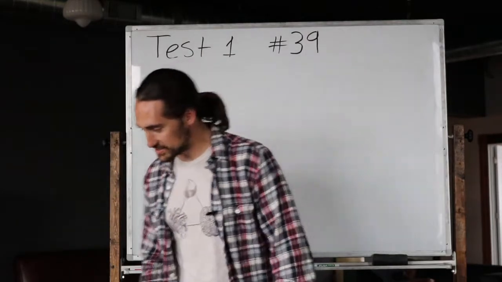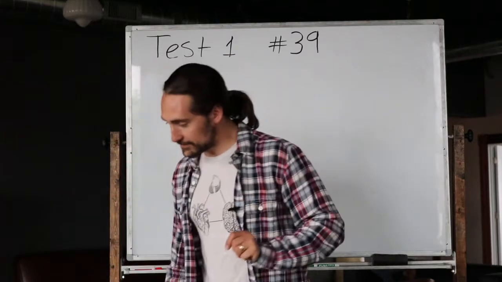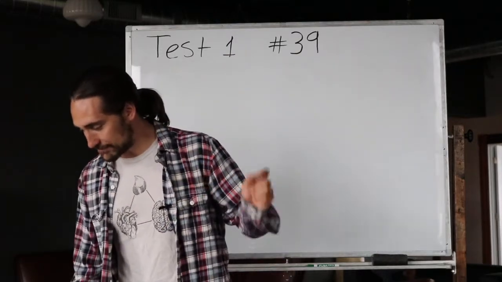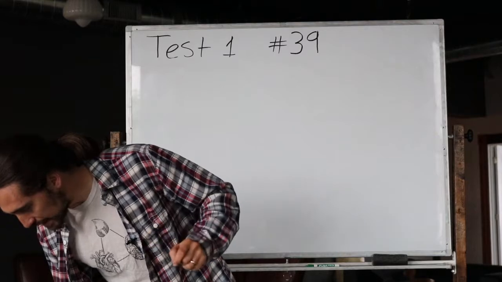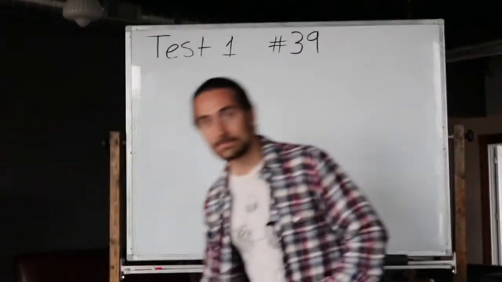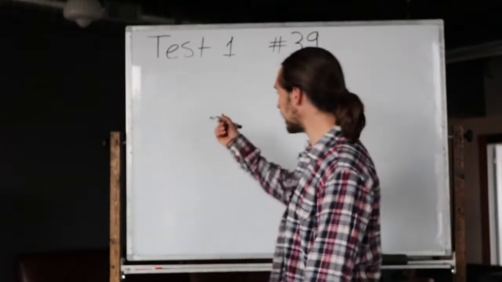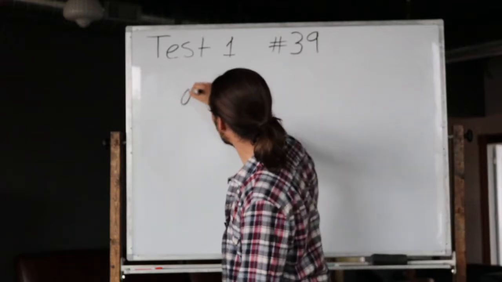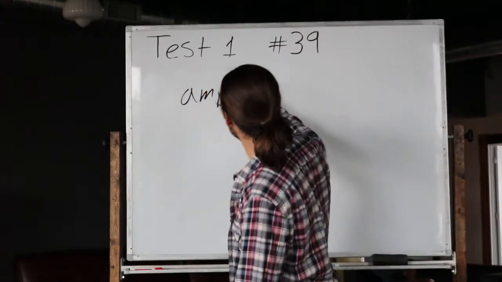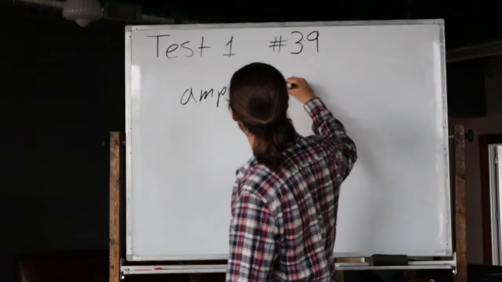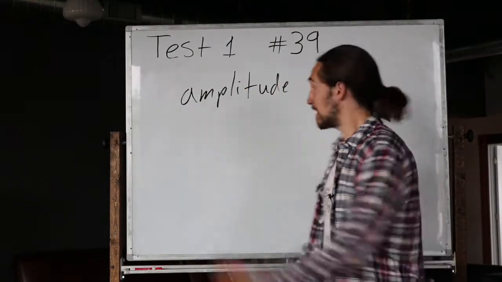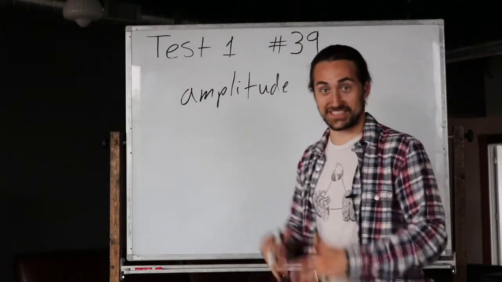So the question says, what is the amplitude of the function f of x equals 1/2 of cosine of 3x plus pi? First thing we have to ask is, what is this mysterious word, amplitude? Okay? Amplitude, this is not a music term, this is actually a math term.